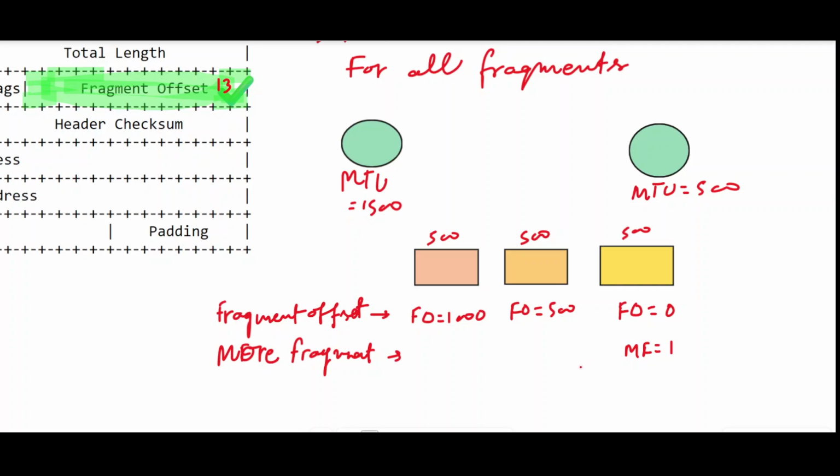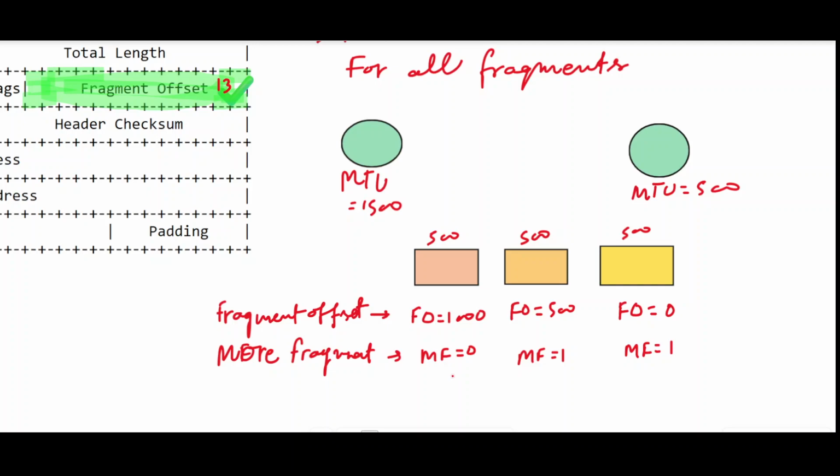Clear? Here again MF is set to 1. That means don't worry, I have more, please move on. Here MF is 0. Don't go anywhere, I am last. MF equal to 0 says don't go anywhere, this packet, I am the last.